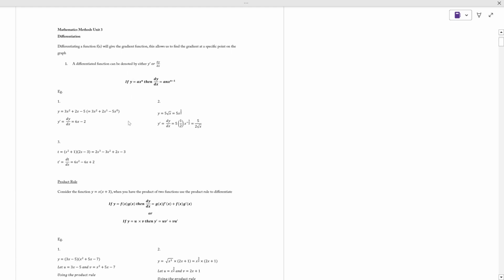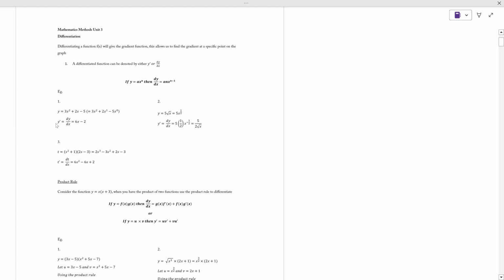So for example, let's look at example 1. You've got y is equal to 3x squared plus 2x minus 5, which is just your normal quadratic function, right? That function can also be written as 3x squared plus 2x to the power of 1, but we never show the power of 1 because we just assume it, minus 5x to the power of 0. Anything to the power of 0 is 1, hence it's just 5, right? But if you wanted to write it out with all its powers, it would look like that.